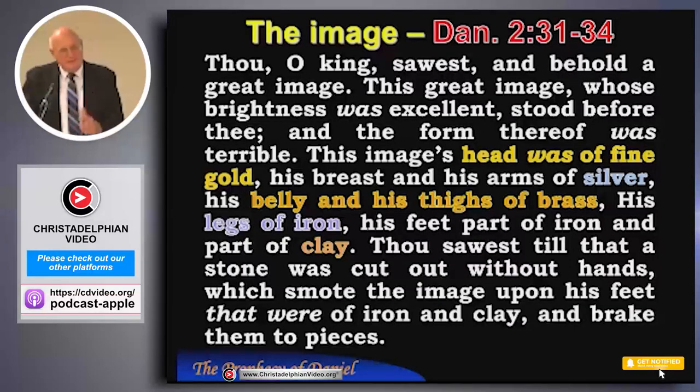So what did he see? This image's head, we read, was of fine gold, his breast and his arms of silver, his belly and his thighs of brass, his legs of iron, his feet part of iron and part of clay. What an unusual image. It's got all of these metals in it. And of course we know what these metals represent, as we shall see in a moment.